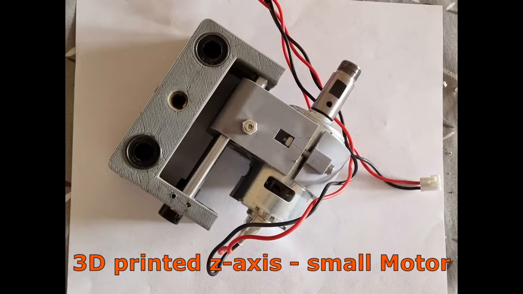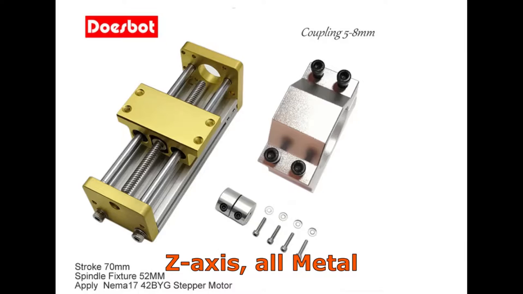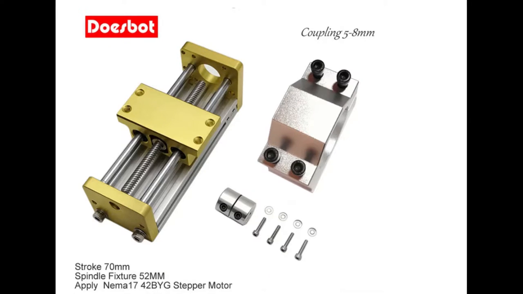But now I think it's time to upgrade the Z-axis and also the spindle, so I get a bigger spindle motor with a better power. On AliExpress, I found this kit. It's for a spindle 52 mm in diameter and a NEMA 17 stepper motor. I already have a spindle with a 52 mm diameter. It's a 400 watt and it has a better power than the motor that originally came with this kit.